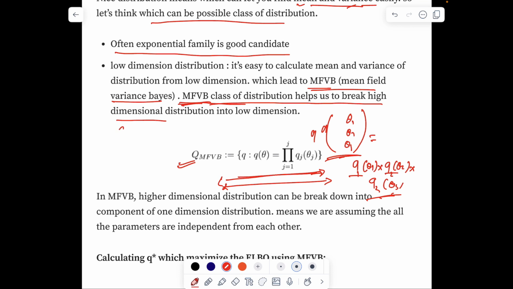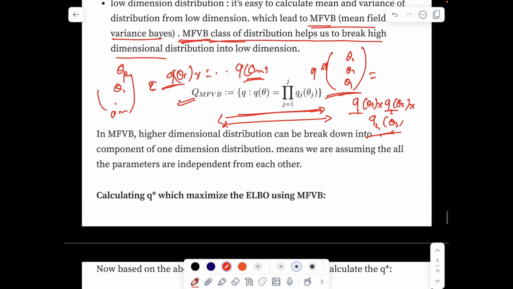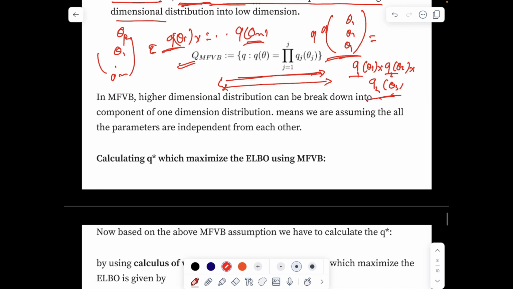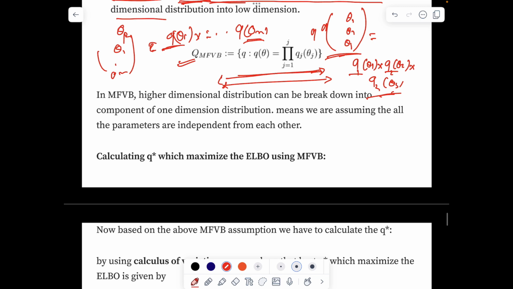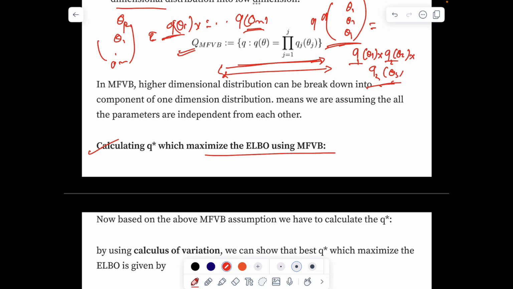If we have a higher dimensional unknown theta 1, theta 2, till theta n, then we can simply break it down into theta 1 up to theta n, and it will be much easier to calculate because we only need to worry about individual components, right? So now we come to this point: I have to calculate q star, which maximizes the ELBO, using the MFVB class of distribution.